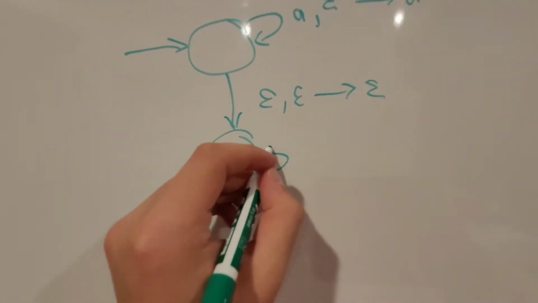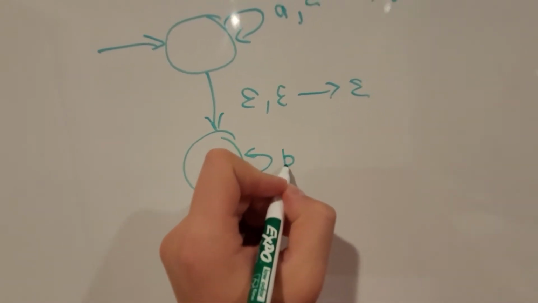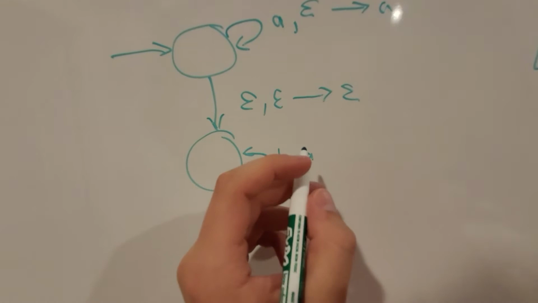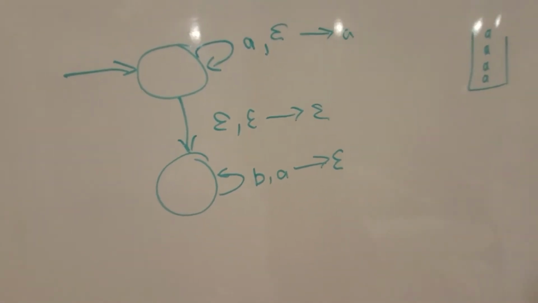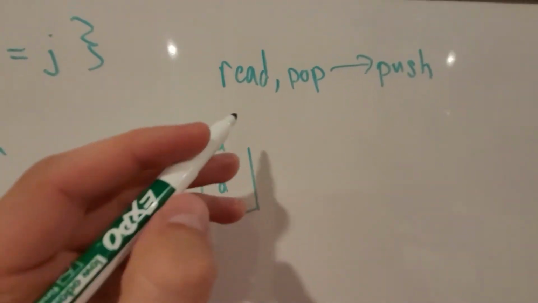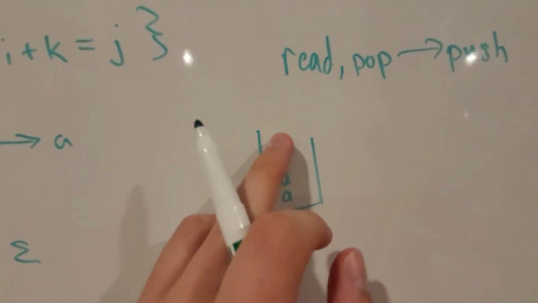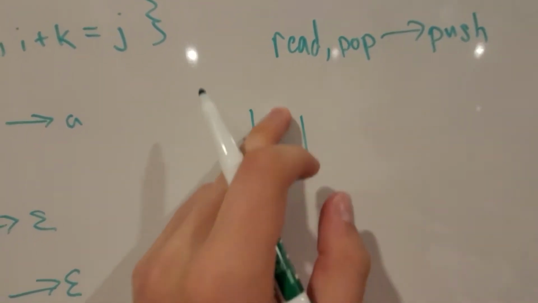First, when we read a B, let's pop an A off, and then let's not add anything to the stack. All right, so I see a B coming in, I'm just going to knock off an A. Boop. I see another B, I knock off an A, all the way until all of my A's are gone.